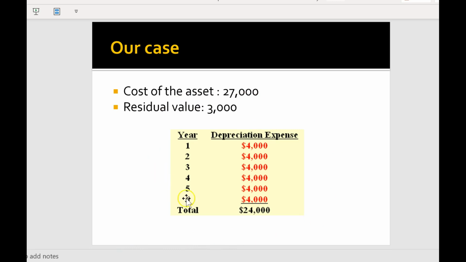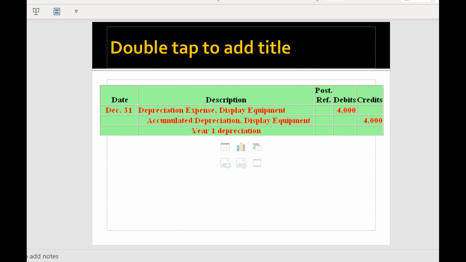So you could see the depreciation schedule would look like this. Every year, the firm is using up $4,000 of the asset. At the end of the day, it's totally using up 24,000 of the asset.